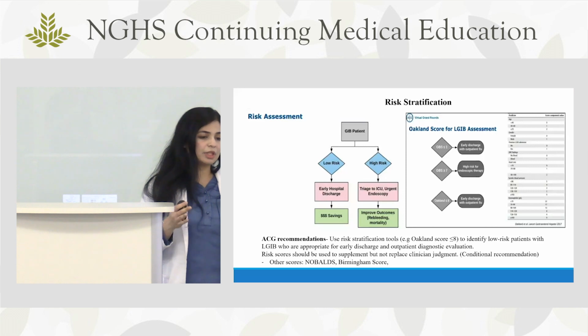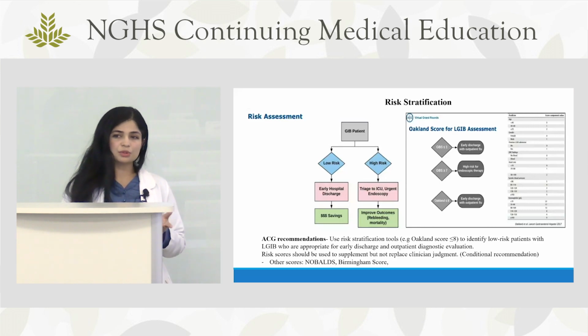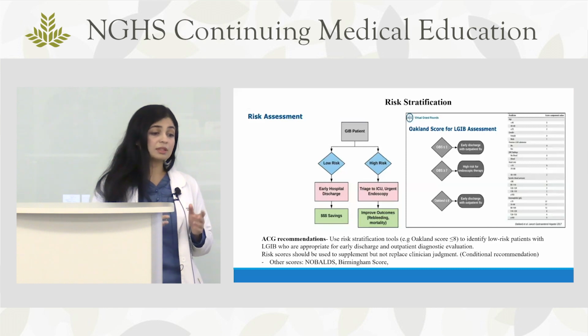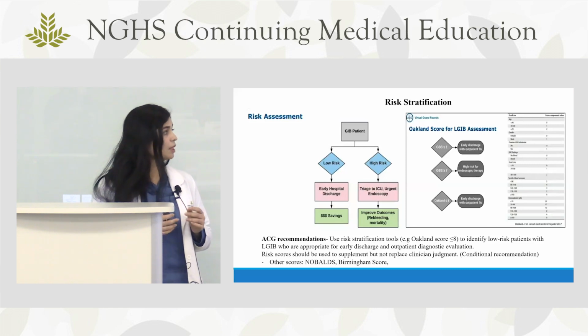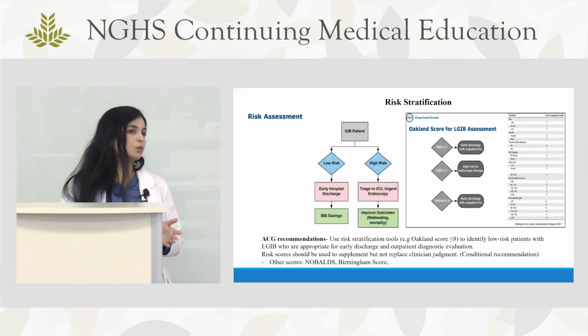It also helps because you can triage your patient to receive an early endoscopy, and this is going to improve outcomes like rebleeding and mortality. There are other scores too, like the NOBLAD score and the Birmingham score, but these are not validated yet. Part of the reason we don't use these scores too often is they're not built into the EMR. They were thinking that in the future, some of these could automatically pop up when the patient is admitted with a lower GI bleed, to notify providers that, even though this patient is bleeding in front of you, they're still low risk.